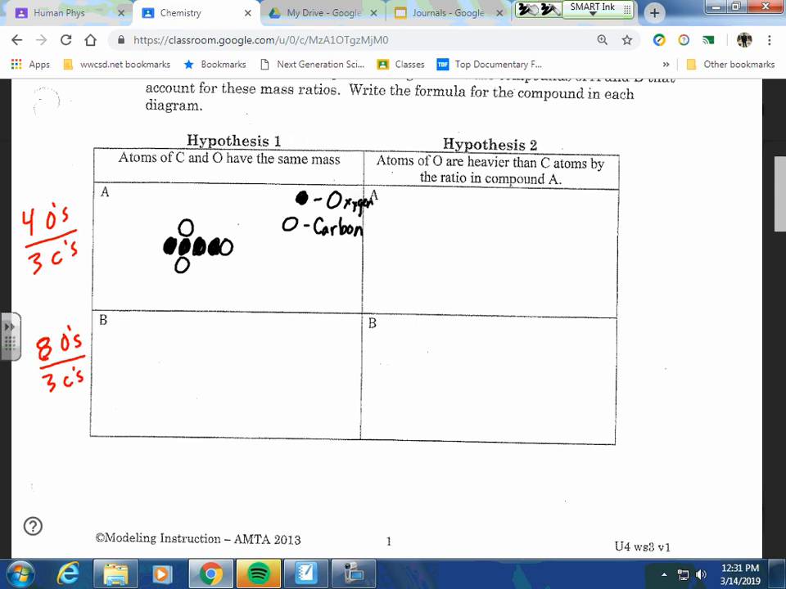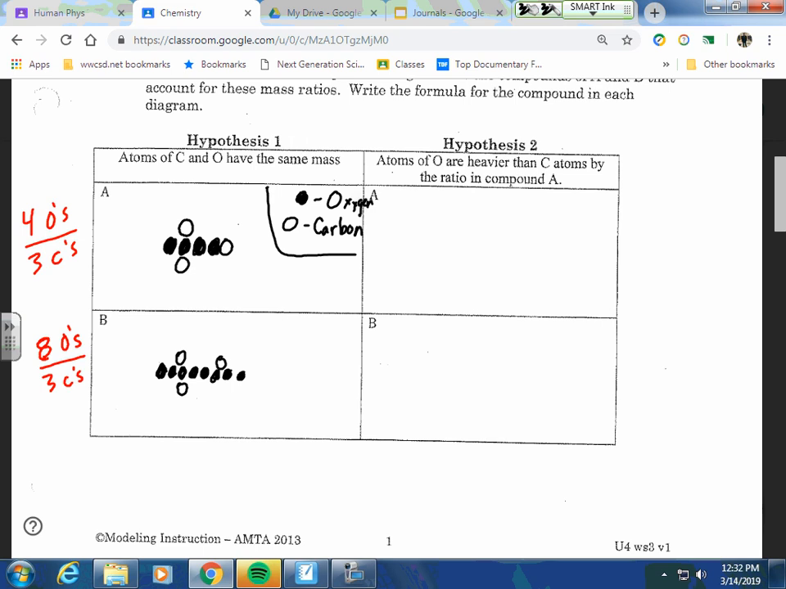So in this one down here, I'm going to do the same thing, but this time I'm going to make 8 O's. Uno, dos, tres, cuatro, 5, 6, 7, 8. And then I'm going to do 3 C's anywhere, doesn't matter, something like that. Okay, same legend. All right, so that would account for 8 parts oxygen in terms of mass, 3 parts carbon.